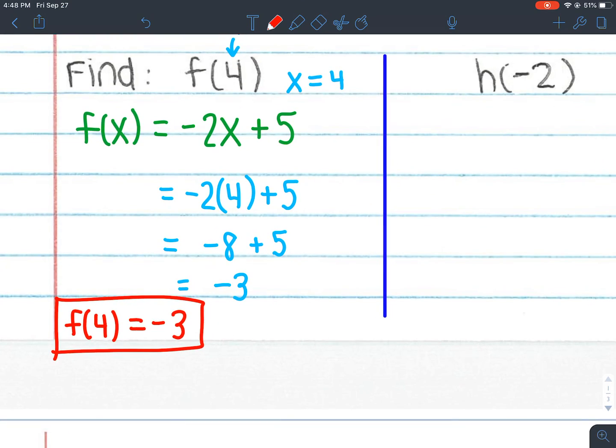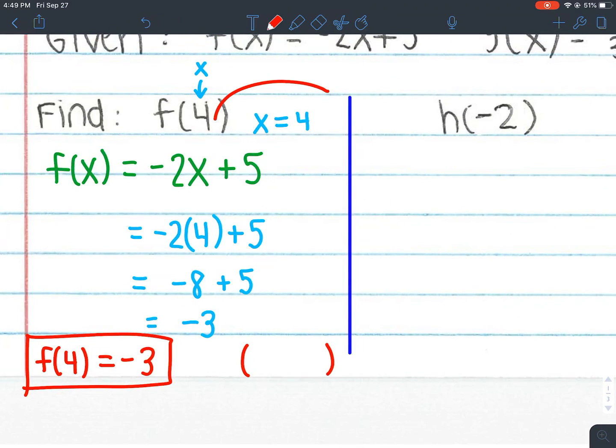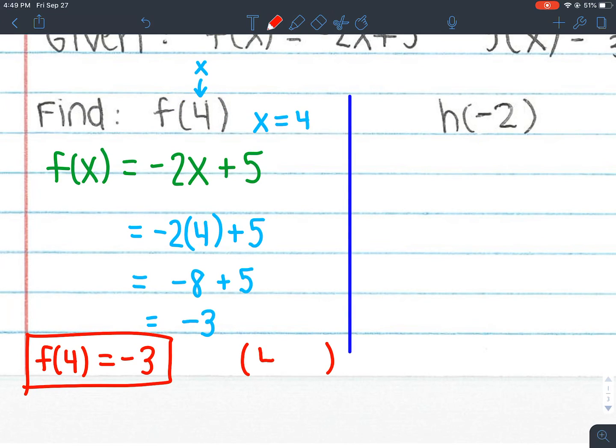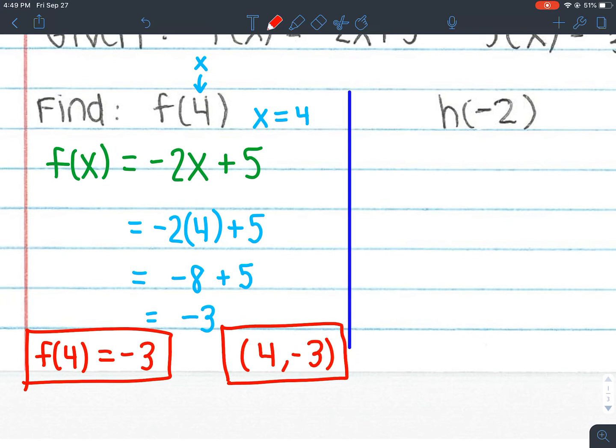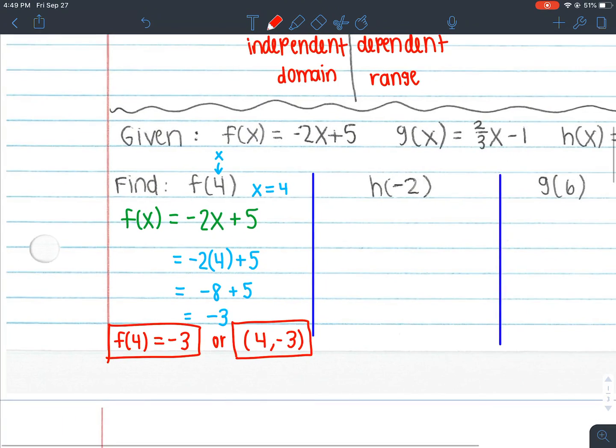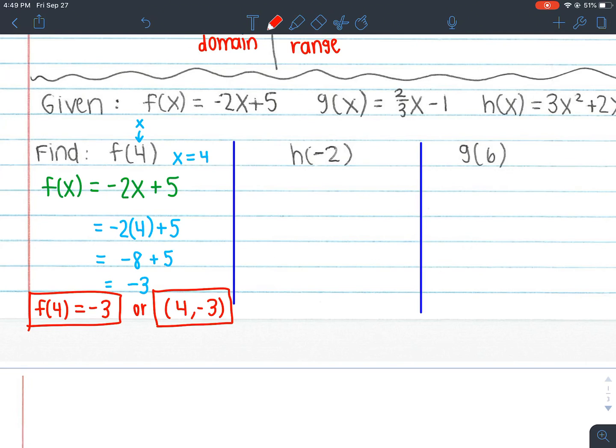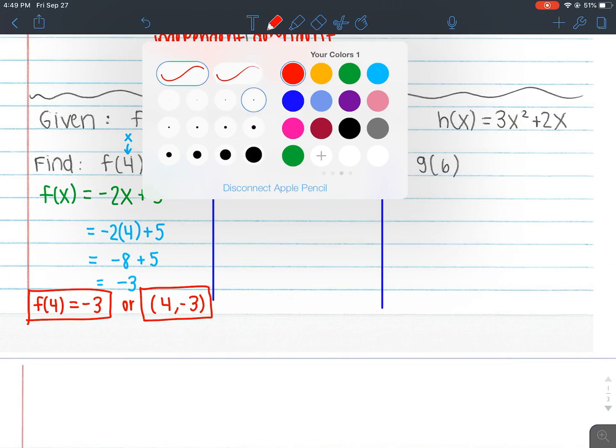Another way we could write our answer is as an ordered pair. Earlier it said that x was 4, right? Because it's in place of our x value here. So it would go (4, negative 3), where 4 is the x value and what we found was our y value, negative 3. So there are a couple of ways to write this. I prefer the first way, but either way is technically correct. You won't really see it the second way that often. Okay, let's go ahead and do the next one.